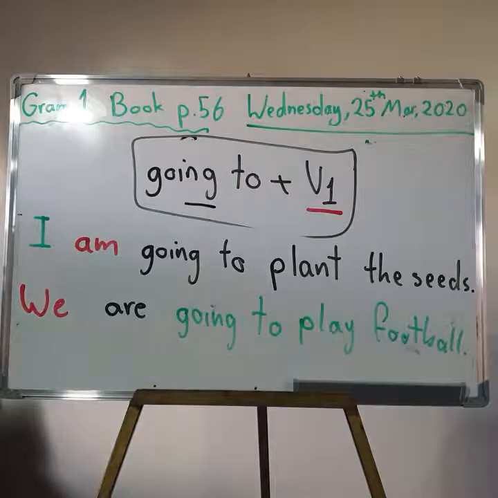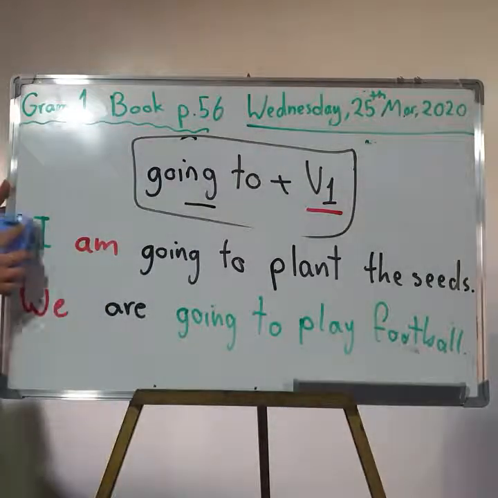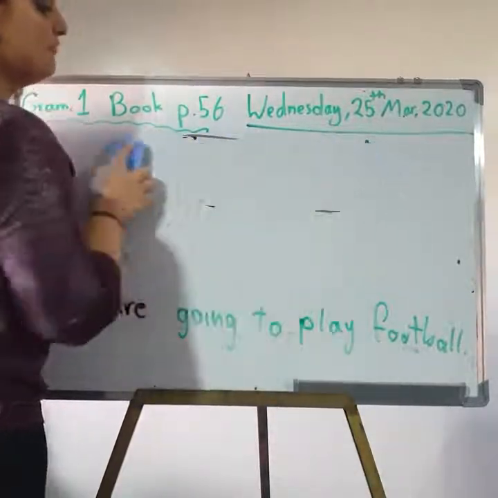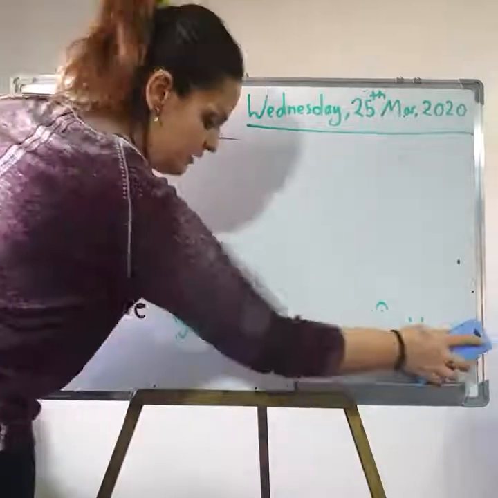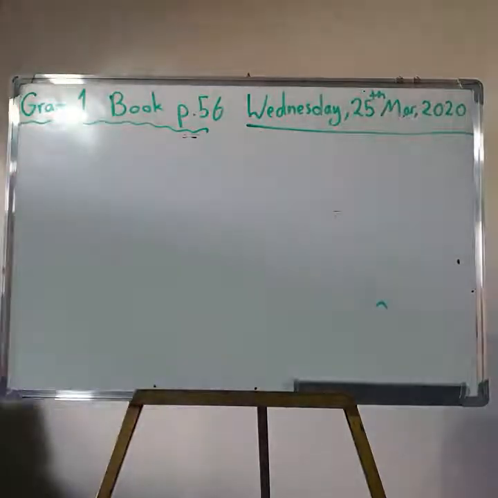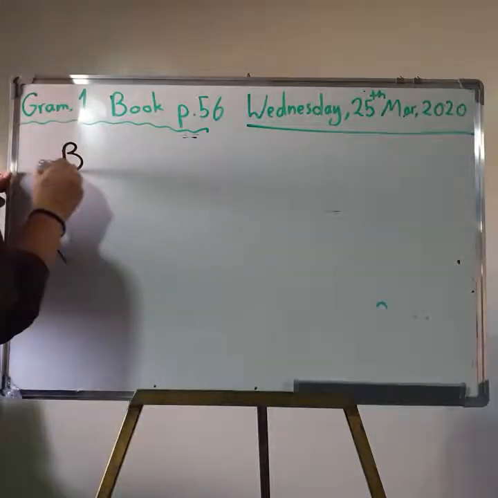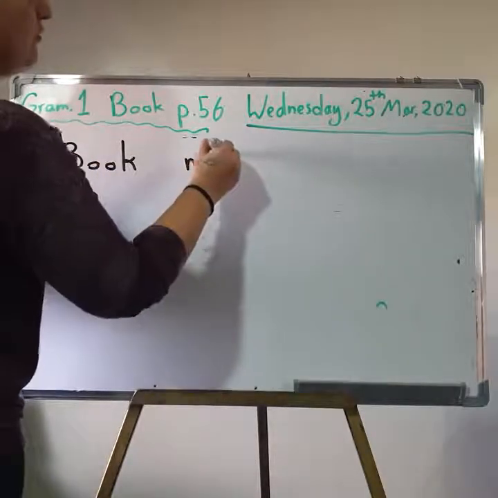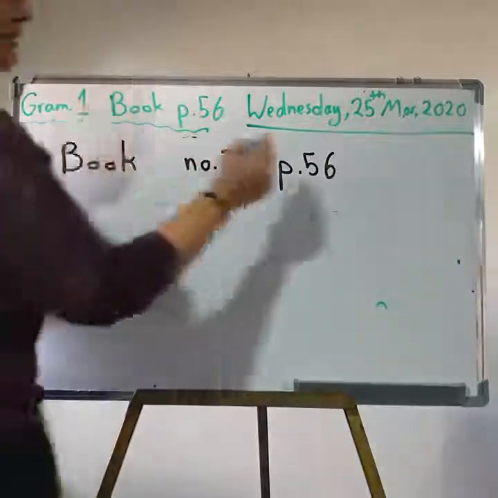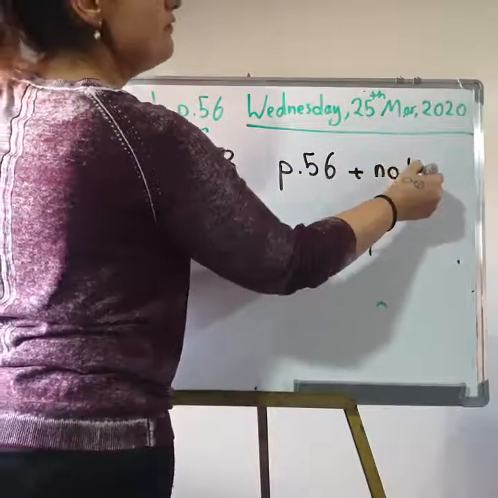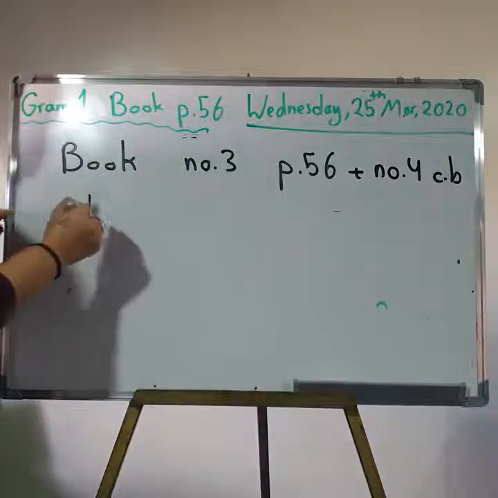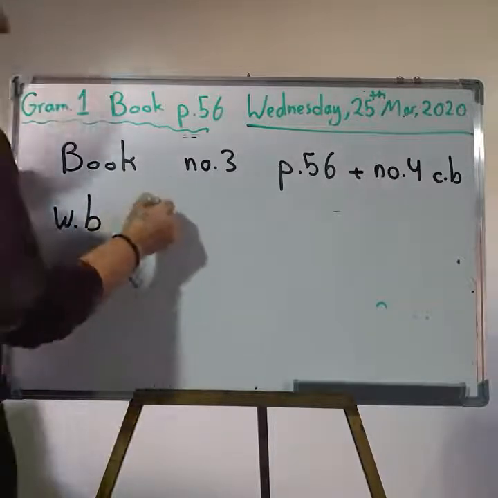Now, I will tell you the activities you have to do in the book and in the workbook for this grammar lesson. They are very easy and you can do them very quickly. In the book, you can do number 3 on page 56. And you can also do number 4, but in the copybook. And in the workbook, you can do page 50.